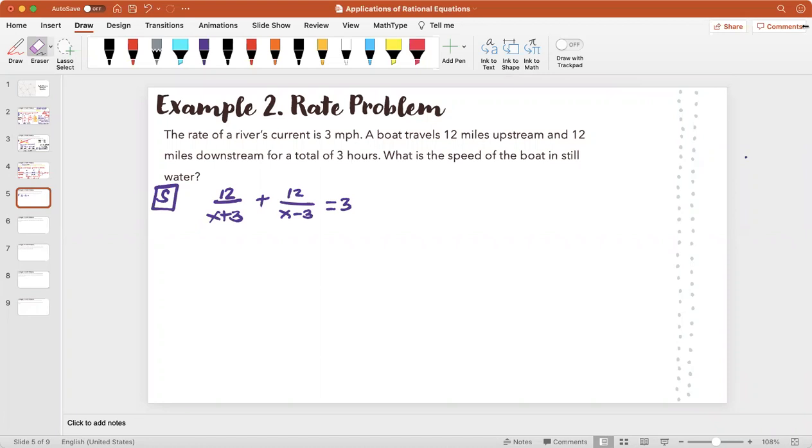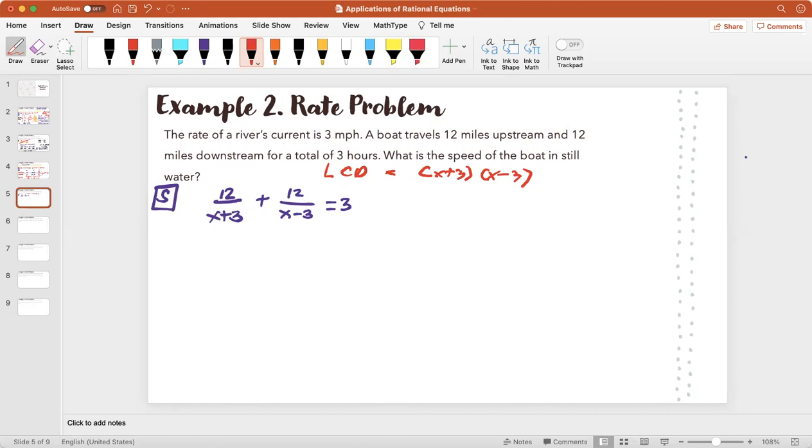Let's find the LCD because cross multiplication doesn't work here. What's our LCD here? Do we have common factors here? x plus 3 is not factorable. x minus 3 is not factorable. Both of them are different. So the LCD would be simply the product of x plus 3 and x minus 3, because they are different prime expressions. So our LCD is simply their product.